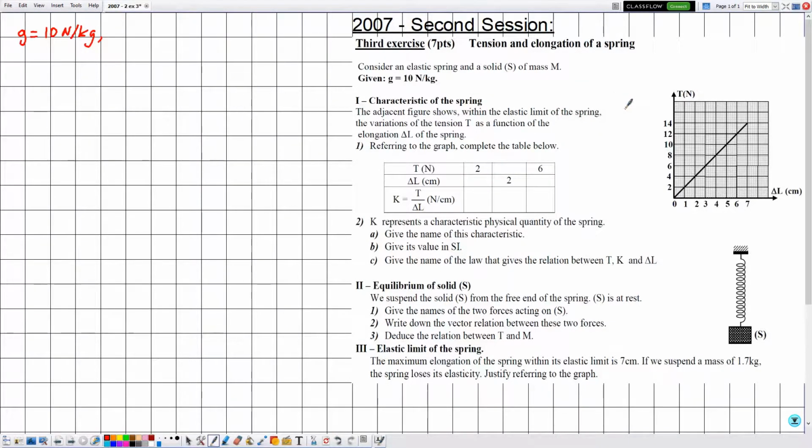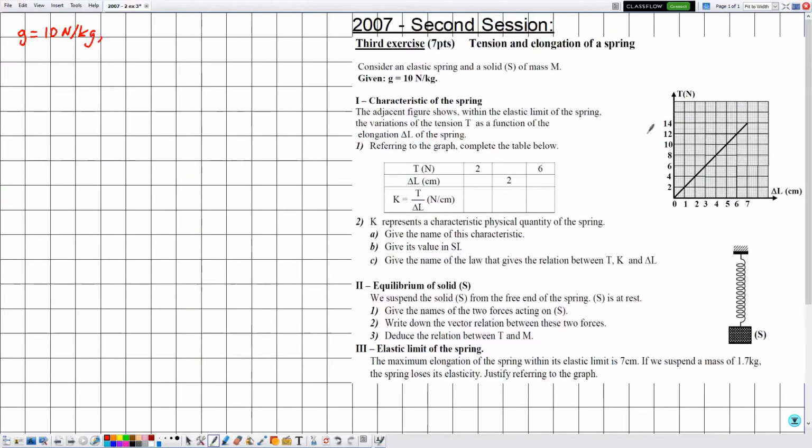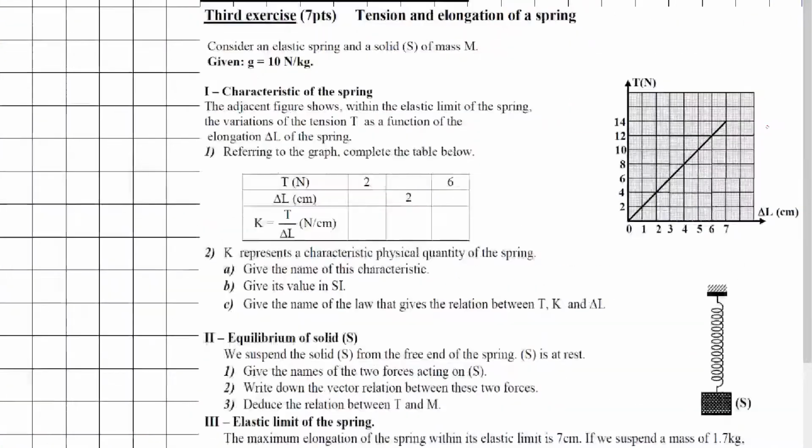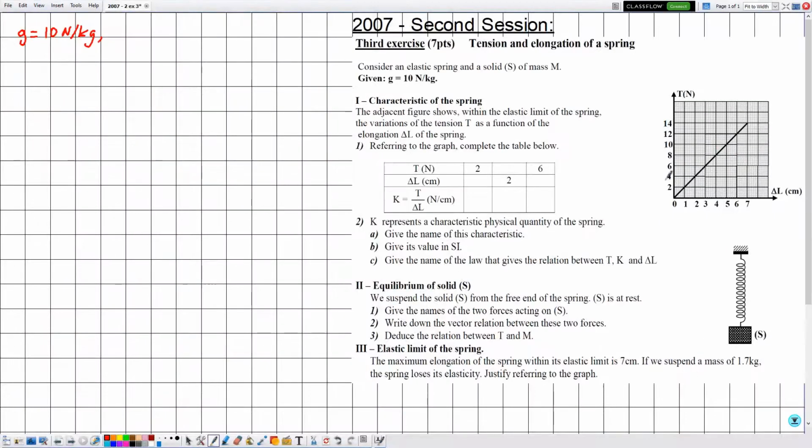Then part 1 of this exercise, characteristic of the spring. The adjacent figure shows, they mentioned this figure, so now we can use it. Within the elastic limit of the spring, the variations of the tension T as a function of the elongation delta L of the spring. Notice that this curve shows the variation of the tension T expressed in newtons as a function of the elongation delta L expressed in centimeters. And this is the curve, which is a straight line passing through the origin.